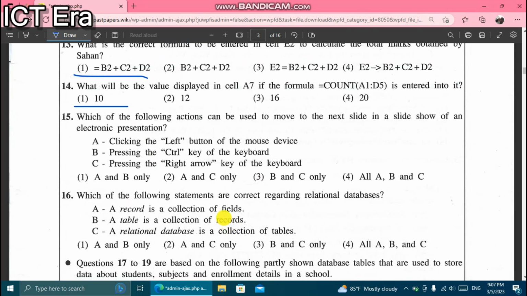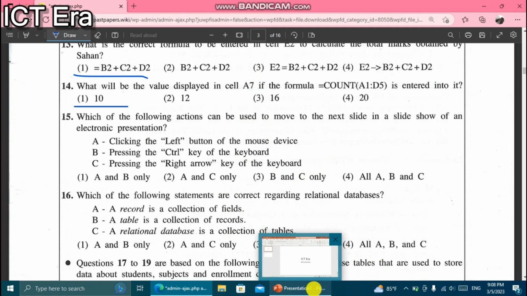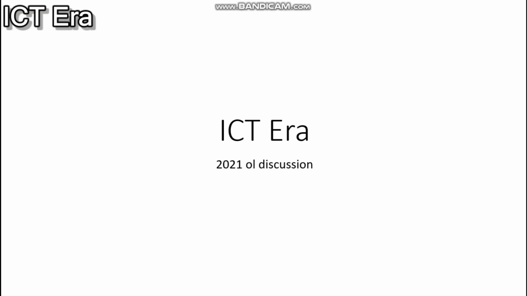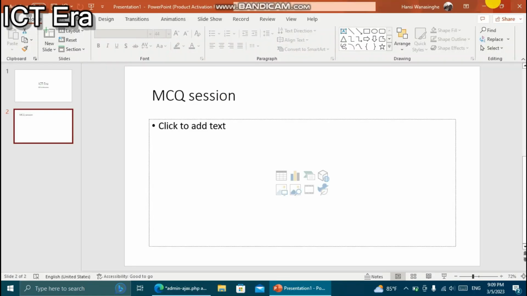The next one: which of the following actions can be used to move to the next slide in a slideshow of an electronic presentation? The first one, clicking the left button of the mouse device. Now let's see it practically. If I play this and click the left mouse button, you can see it goes to the next slide. That means A is correct.